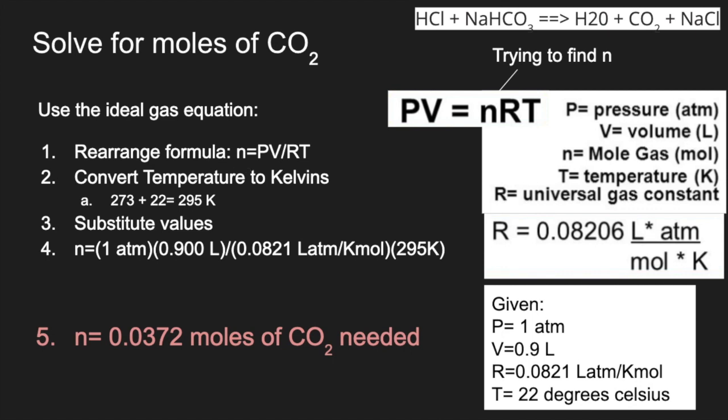Next, we must convert temperature, which is currently 22 degrees Celsius, into Kelvin, and we simply do that by adding 273 and 22, which gives us a value of 295 Kelvin. Now that we have all the values, we substitute them into the rearranged ideal gas equation. And if you guys try to type these numbers in the calculator, it gives you a value of 0.0372 moles of CO2 that is required.